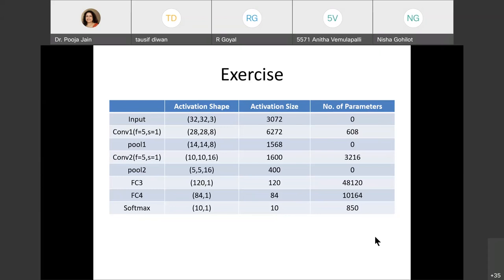Yeah, I have written that expression in the chat box. Just look at this. Is it clear? 25 weights for the first channel, and 76 are there corresponding to the first filter. How many filters are we applying? 8. That's why it is multiplied by 8, and it is nothing but 608. 608 is the number of parameters associated with convolution one. Is it clear now?